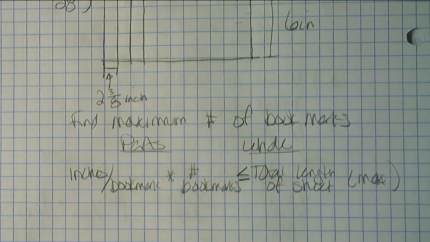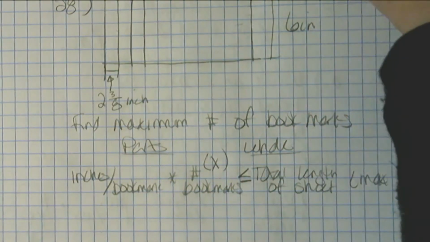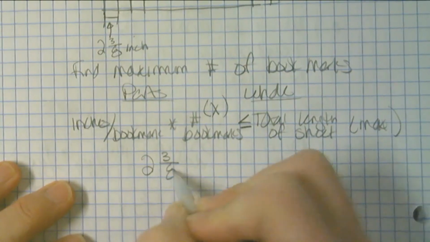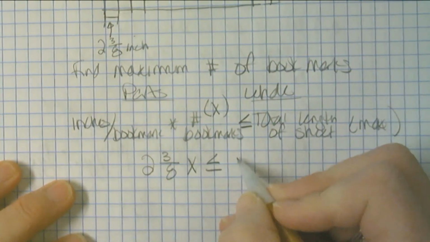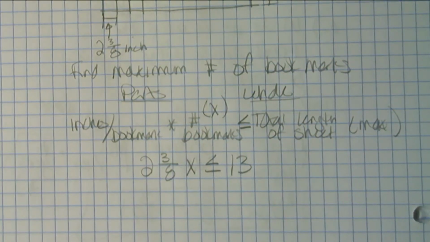I know in the section in our book, it was not under the section with equations, but if I gave this to you, this is what I would expect for you guys to do. All right, I don't know my number of bookmarks. There's my X. Well, I have 2 3/8 times X is less than or equal to 13. Questions so far? I expect all of you to be looking at this problem in your notes or in your homework, and if you're not looking at it, you're redoing it.